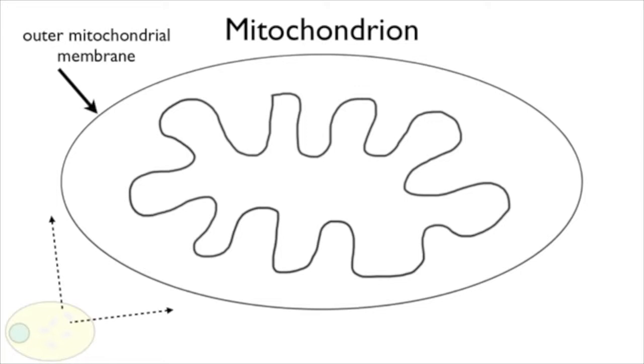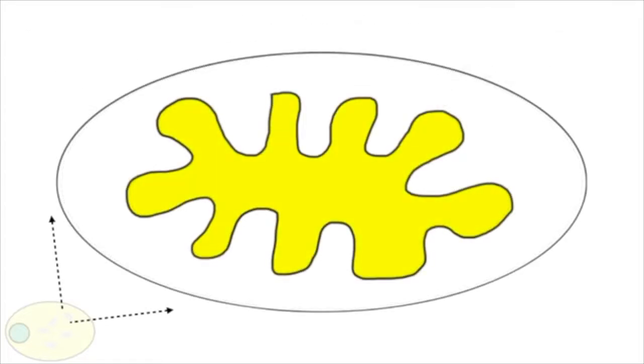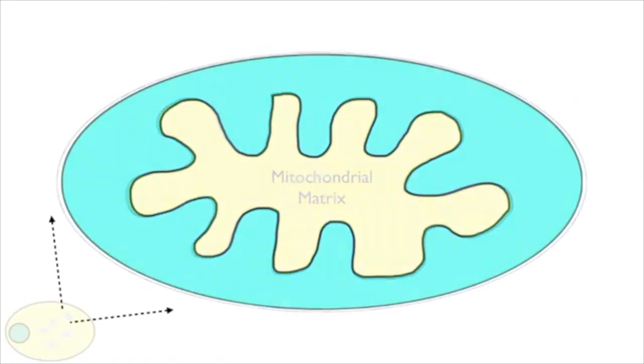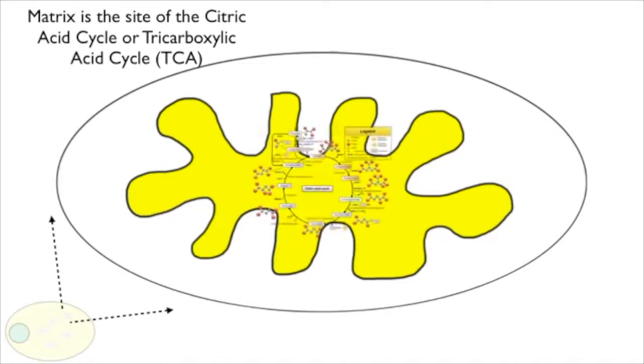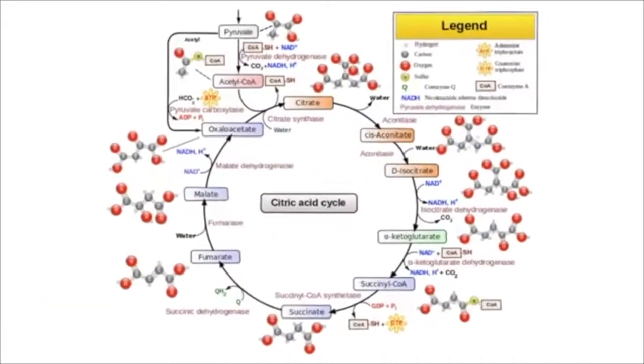The mitochondrion has 2 membranes, an outer membrane and an inner membrane, which is thrown into folds in order to increase surface area. The space inside the inner membrane is called the matrix, the mitochondrial matrix, and that's where the citric acid cycle is going to take place. There is also the space between the inner and outer membranes, and we call that space the intermembrane space, not too surprisingly. Now, the matrix, like I said, is where the citric acid cycle, also called the tricarboxylic acid cycle, or TCA, is going to take place.